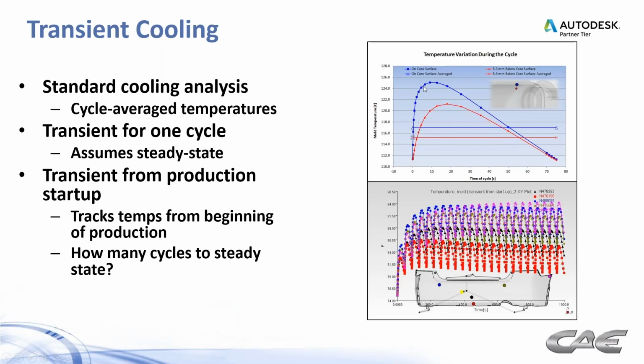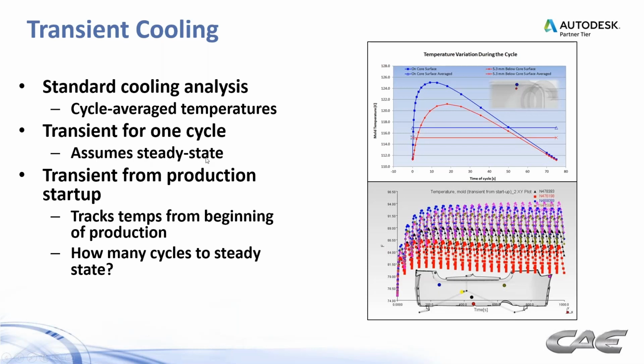So there are many cases where this is very beneficial, where you need a lot more accuracy to know what these temperatures are at the end of cycle or at any point during the cycle. But generally speaking, this would be more advanced analysis that isn't totally necessary on most of your molds. So that would be a single cycle transient for one cycle.